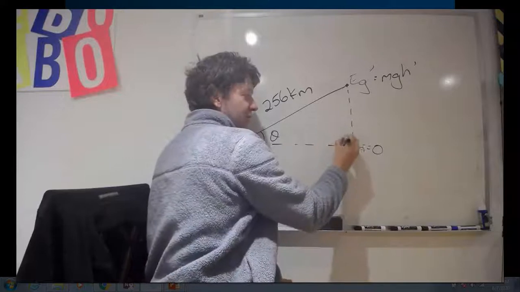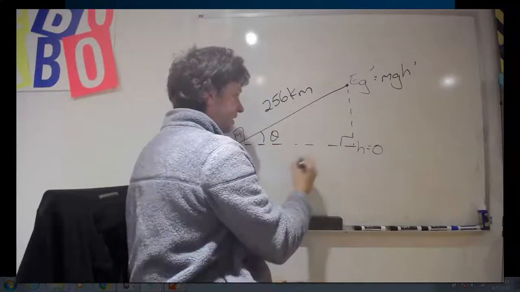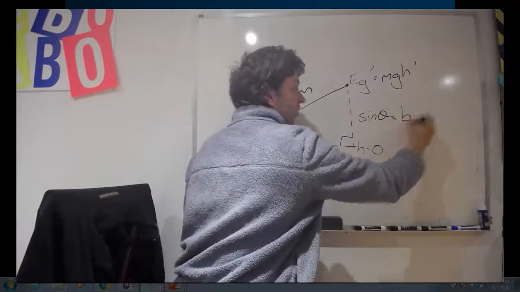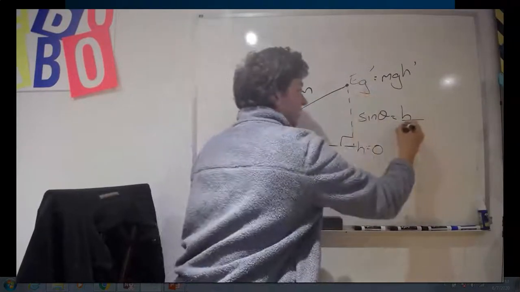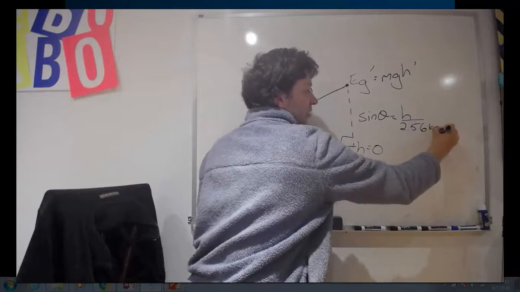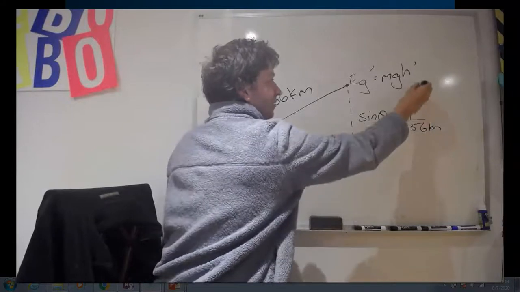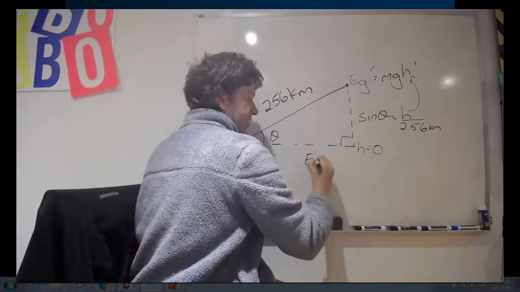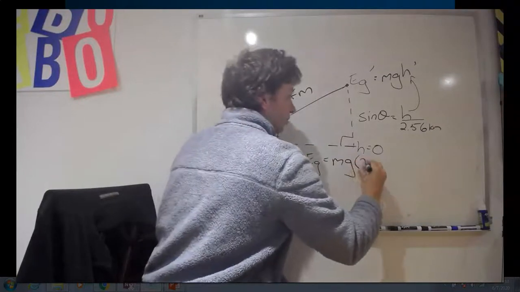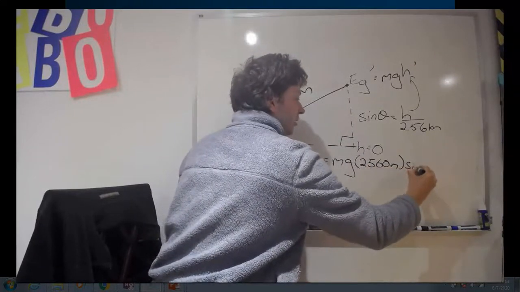That's not too bad. This is a right angle triangle. We know that angle and we know the hypotenuse. So we can use sine of theta equals opposite, which is our height, over hypotenuse, which is our 2.56 kilometers. Now you can rearrange to calculate h, and then you can sub that right back into this equation to get E_G equals mg times, I'm going to put it into meters, so 2,560 meters times the sine of theta.